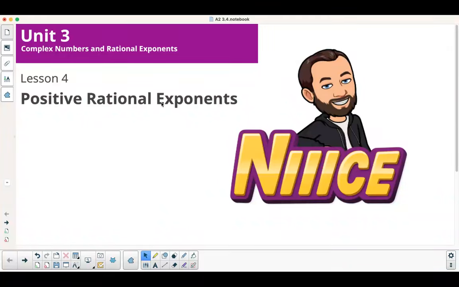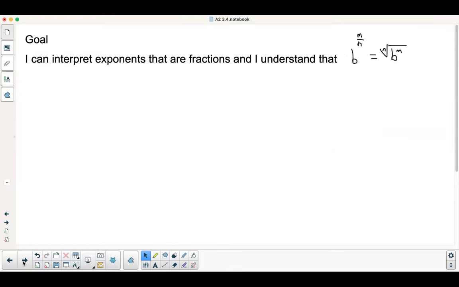Illustrative Math, Unit 3, Lesson 4 is called Positive Rational Exponents. So our goal is I can interpret exponents that are fractions, and I understand that b to the m over n is equal to the nth root of b to the m.